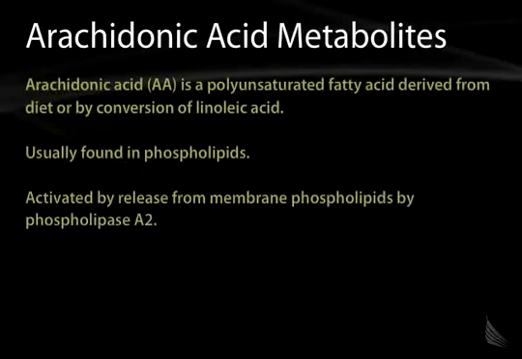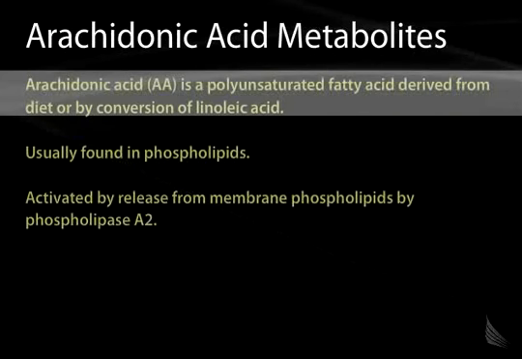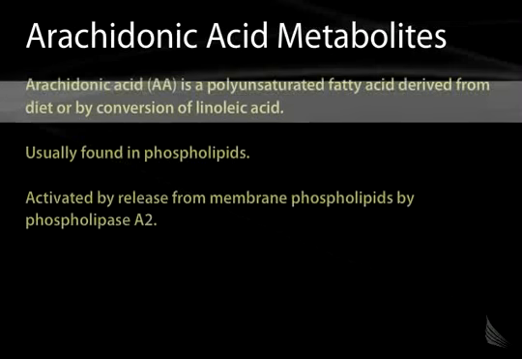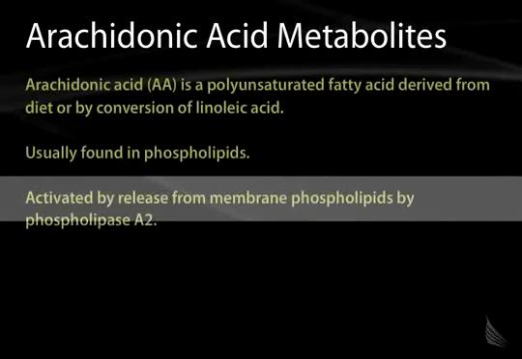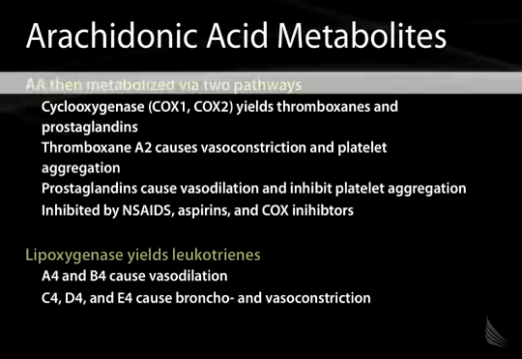Now, another chemical mediator is arachidonic acid and all of its metabolites. Arachidonic acid is a polyunsaturated fatty acid that's derived either from the diet or from conversion of linoleic or linolenic acid. It's usually found in phospholipids, and it's activated by particular signals which cause it to be released from membrane phospholipids by phospholipase A2. Once it's released from phospholipids, then arachidonic acid can be metabolized into one of two things.